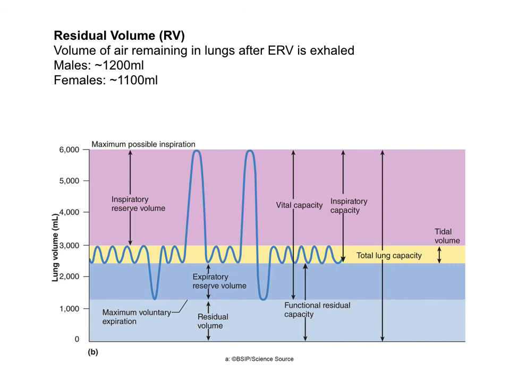Now, residual volume is maintained by your intrapleural pressure. Remember when back in that very first module on chapter 22, we talked about the two pressures within the lungs? I said intrapleural pressure makes sure that your lungs stay partially inflated even after exhale. So your residual volume is maintained by intrapleural pressure.